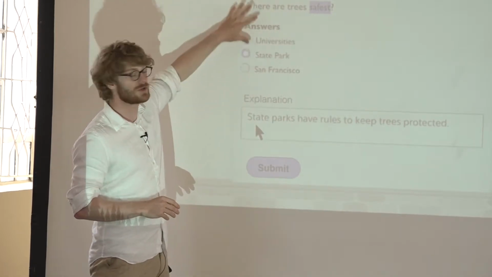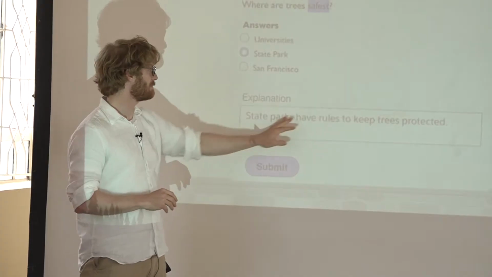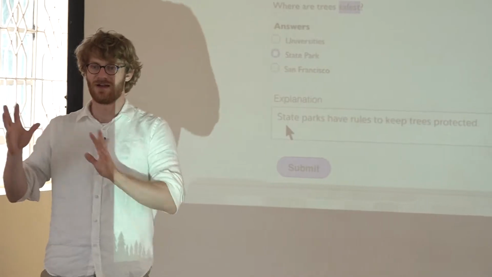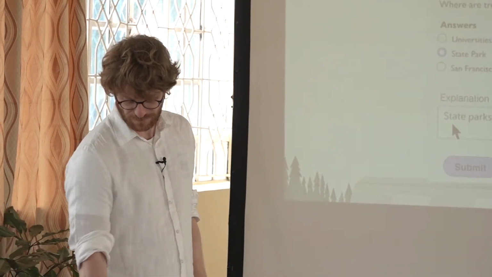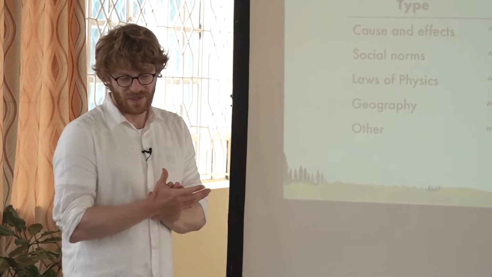And this was the original CommonsenseQA data set, but when we asked people to actually write out why they made a certain choice, like state parks have rules to keep trees protected, and that's why trees are probably better off in a state park rather than inside San Francisco.